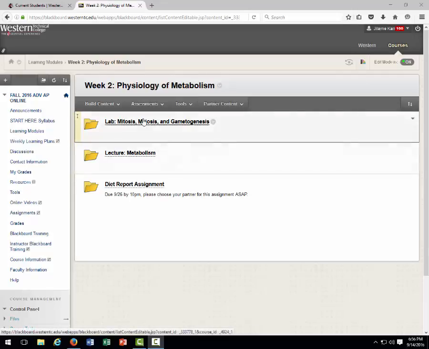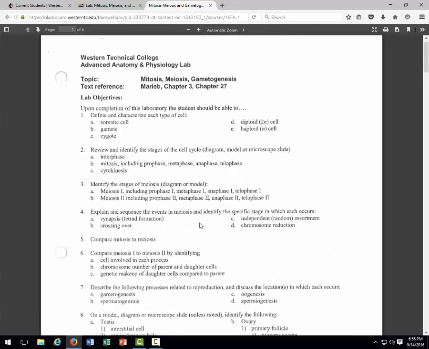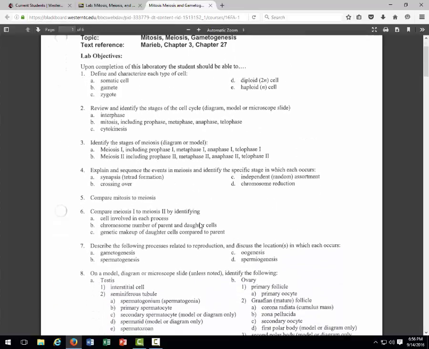All right, we're going to go through our lab on mitosis, meiosis, and gametogenesis. So if you could look in your lab supplement and turn to page 1. It has the objectives for today's lab. I'm going to keep coming back to this throughout class just to make sure we're covering everything.